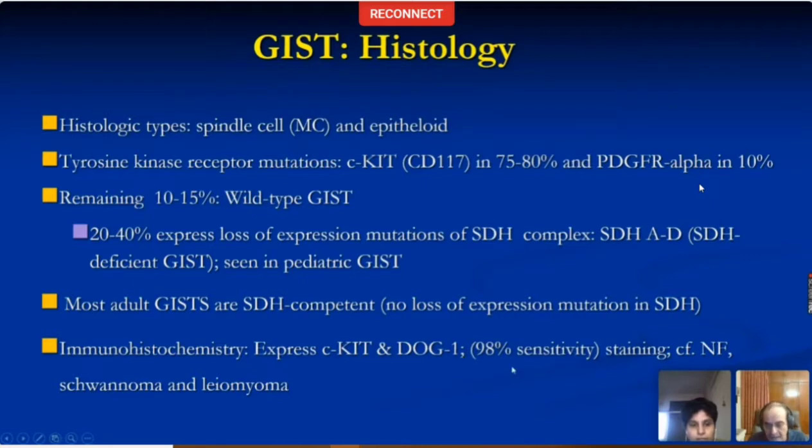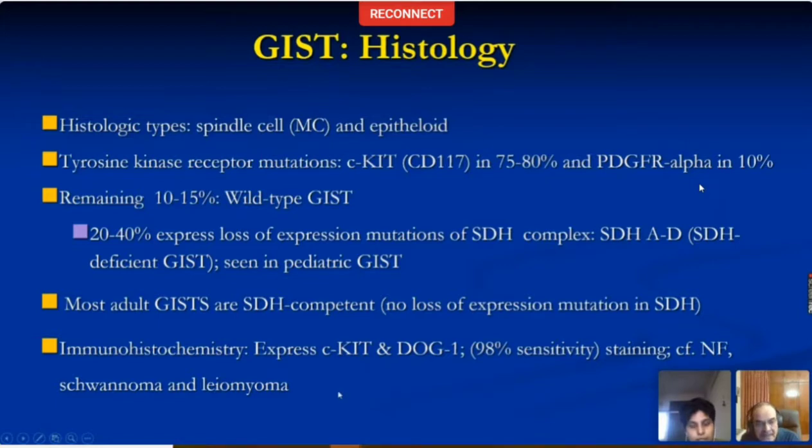DOG1 is a marker which has 98% sensitivity for the diagnosis of a gastrointestinal stromal tumor. So pathologists look at not only the morphology, which could either be spindle cell type or epithelioid cell type, but they also try and see c-KIT positivity and DOG1 positivity. This helps them to distinguish these tumors from other lesions like leiomyomas and mural tumors like schwannomas and neurofibromas, which are c-KIT and DOG1 negative.